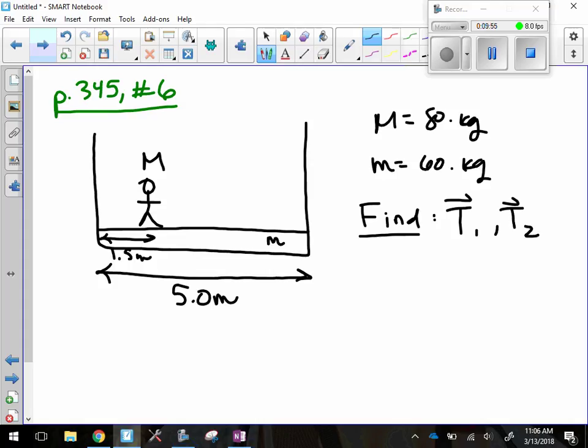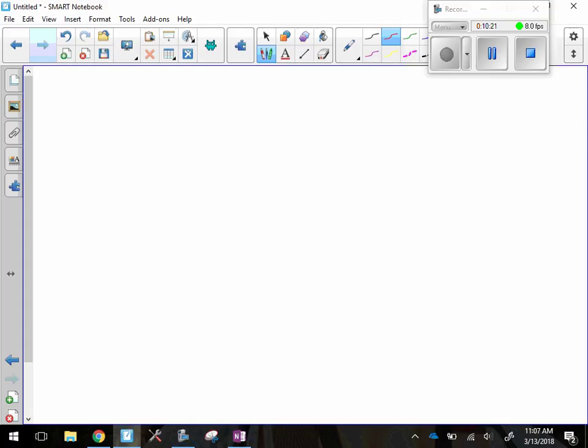Okay. So I want to find forces. How do I find forces? Okay, so if I'm going to use F net equals ma, what do I have to have first? I need to have a free body diagram. Okay, so I'm going to draw a free body diagram for the scaffold because that's what my T1 and T2 act on. Okay, so here's my scaffold, mass little m.